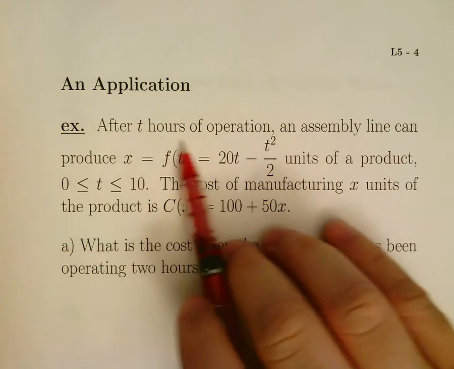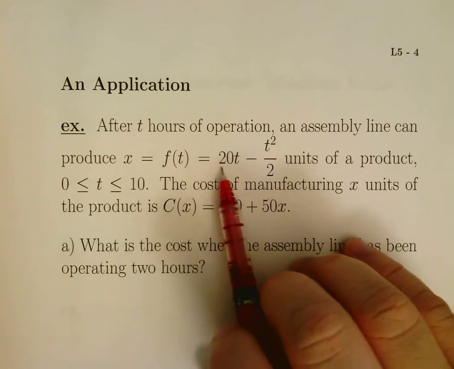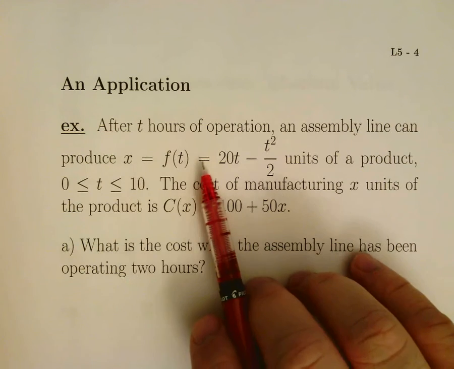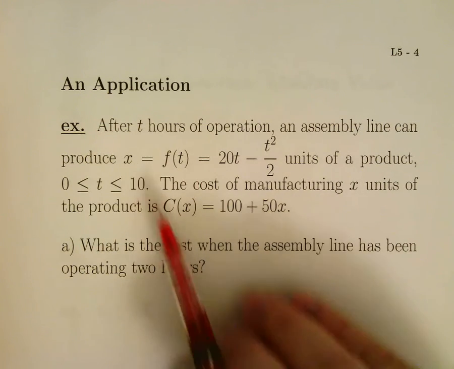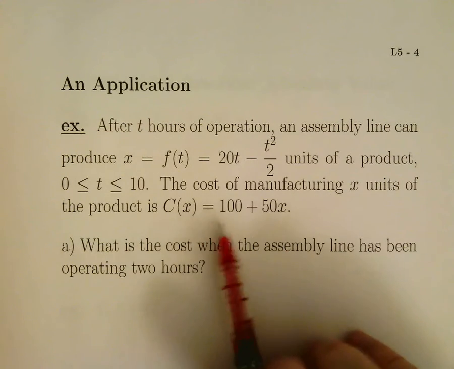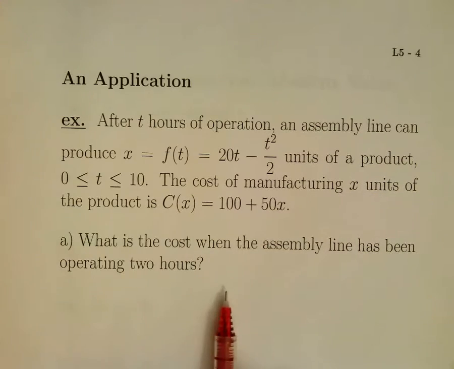So, after t hours of an operation, an assembly line can produce x = f(t) = 20t - t²/2 units of a product. So we have one function in terms of time. We can figure out how many units are being produced. But the cost is in terms of the units. So the cost is going to be 100 plus 50 per unit. So the question is, what is the cost when the assembly line has been operating for 2 hours?